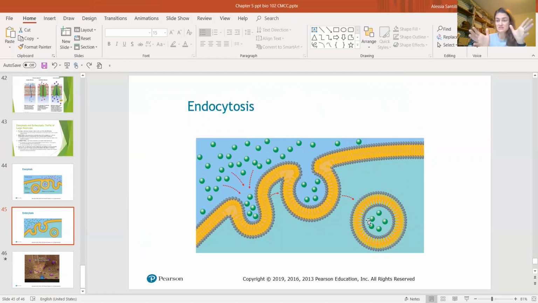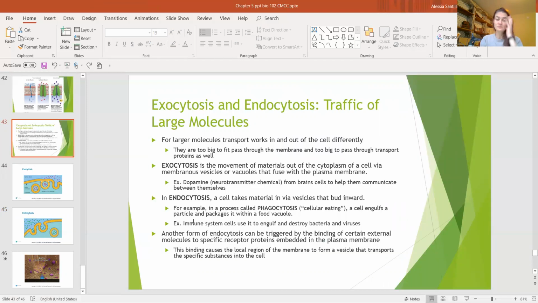So endocytosis is just sucking stuff from the outside, but big molecules, okay? So like I said, an example is the immune system cells. It uses it to engulf and destroy bacteria and viruses.